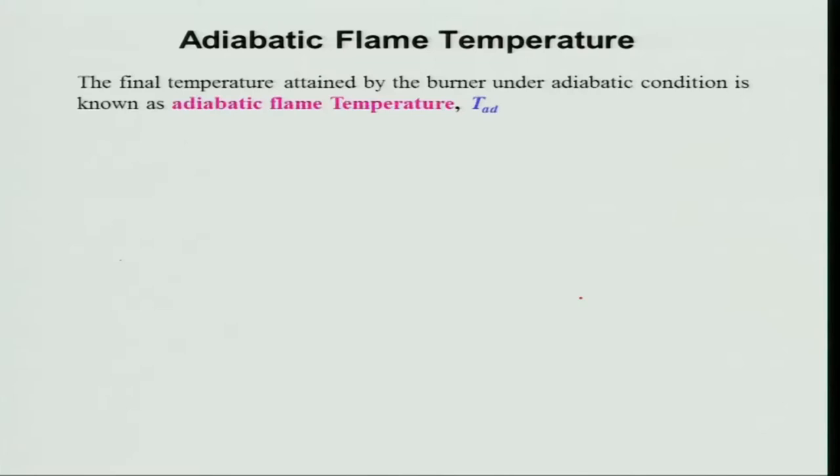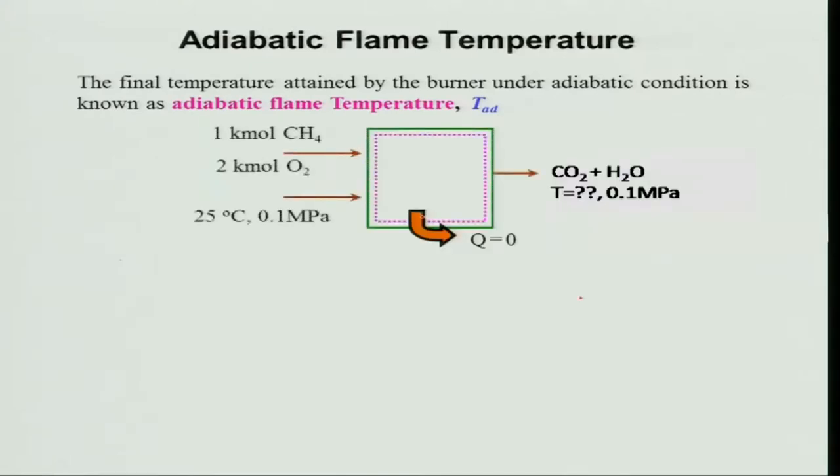We need to find out what will be the maximum temperature we can think of. That we call the adiabatic flame temperature. That is the final temperature attained by the burner under adiabatic condition, known as the adiabatic flame temperature. For example, we have taken a burner in which 1 kilomole of methane is entering, where it is reacting with 2 kilomoles of oxidizer. All these reactants, that is methane and oxygen, are at 25 degrees Celsius and 0.1 megapascals.